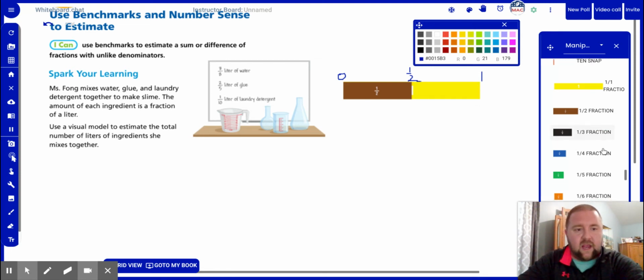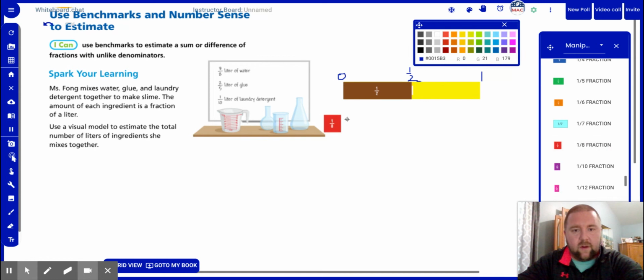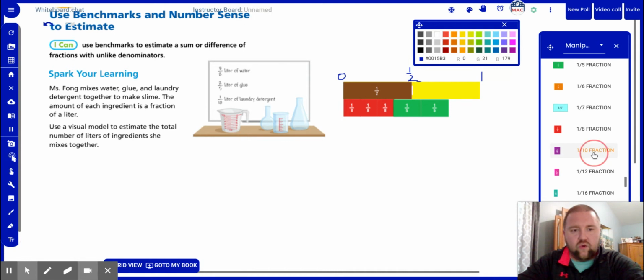So it says we have 3/8. So I'm going to go to my fraction tiles, and I'm going to pull out 3 of the eighths. Okay, so 1, 2, 3. That represents 3/8, which is the amount of the water we have. Then we have 2/5 of glue. So I'm going to go 1, 2 fifths of glue. Put them right next to each other as best I can. And we have 1/10 of the laundry detergent. So what I'm looking at now is a model on the bottom here with the eighths, fifths, and tenths of all the ingredients that were used to make the slime.